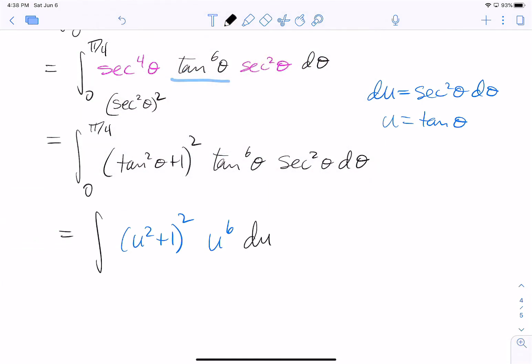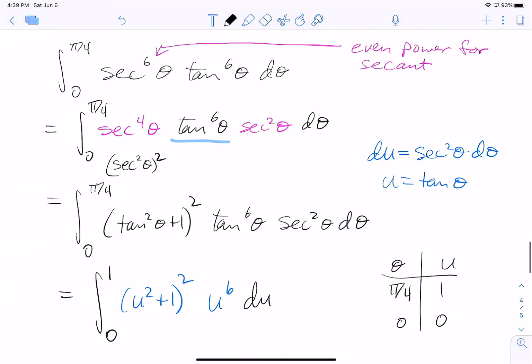We are still integrating. We now have limits of integration that we need to deal with. So I'm going to set up a theta-u table. Theta goes from 0 to pi over 4. Since u is equal to the tangent of theta, when theta is 0, u is 0. When theta is pi over 4, u is 1.